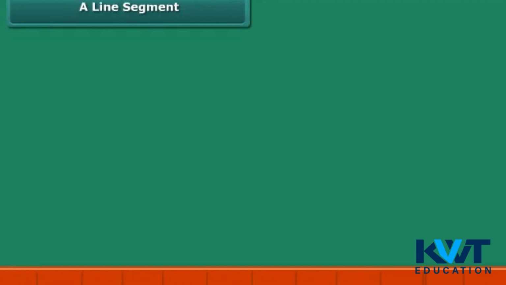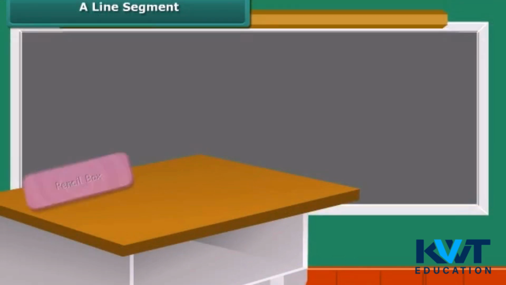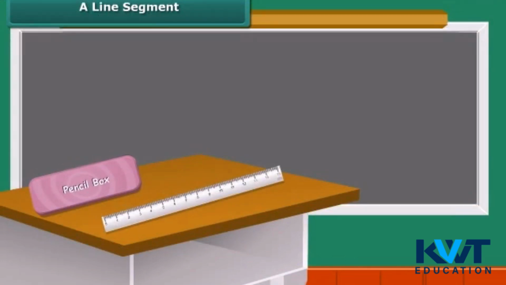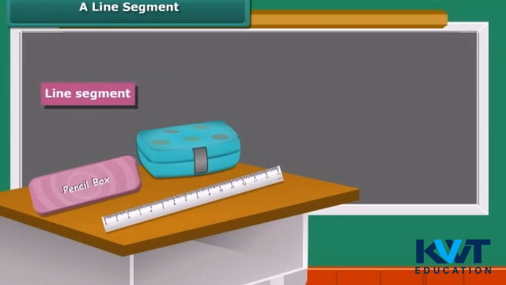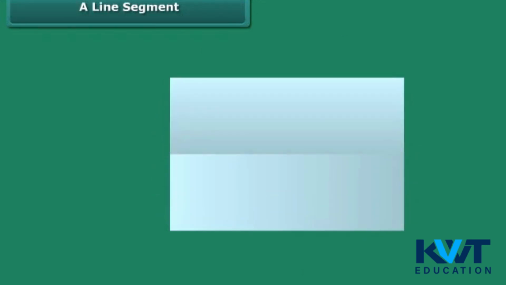There are many examples of a line segment in our daily life. The edge of a desk, blackboard, pencil box, ruler, or lunch box is a line segment. Take a paper, fold it, and then unfold it. The mark left due to folding of the paper is a line segment.